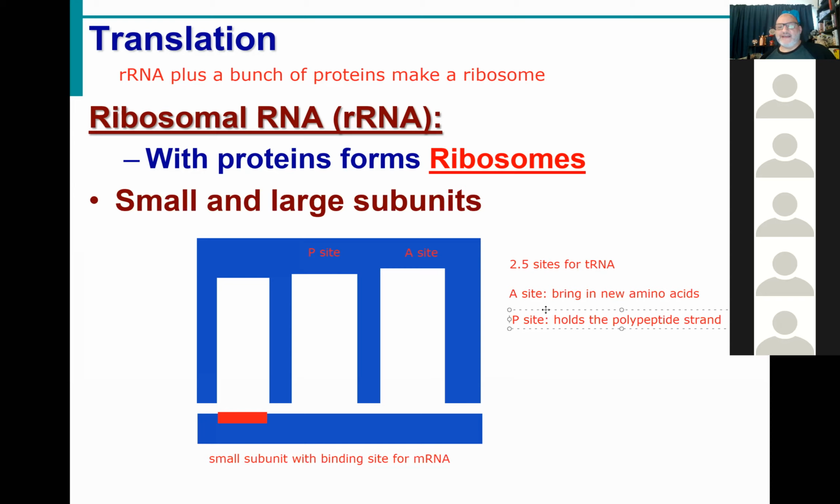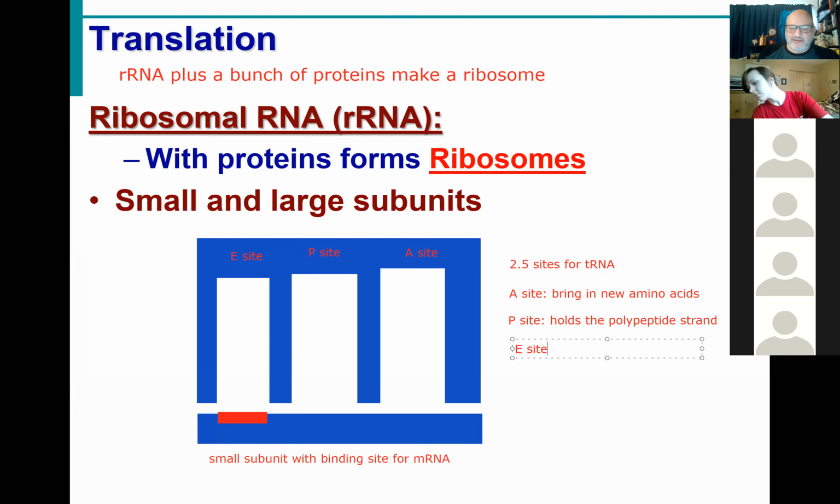And the last site, the half site, the third site, however you want to call it, I don't care, is known as the E site. And guess what happens in the E site? Exit. Exactly. The E site is where the transfer RNA exits. Hence the term E site.